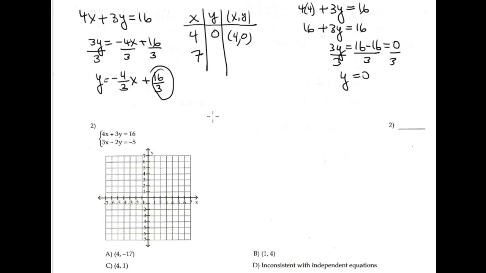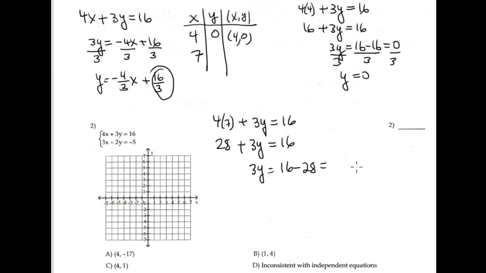I'm plugging in 7. It's 4 times 7 plus 3y equals 16. This is 28 plus 3y equals 16. Now 3y equals 16 minus 28, which is negative 12. Negative 12 divided by 3: y equals negative 4. And the point is 7, negative 4.